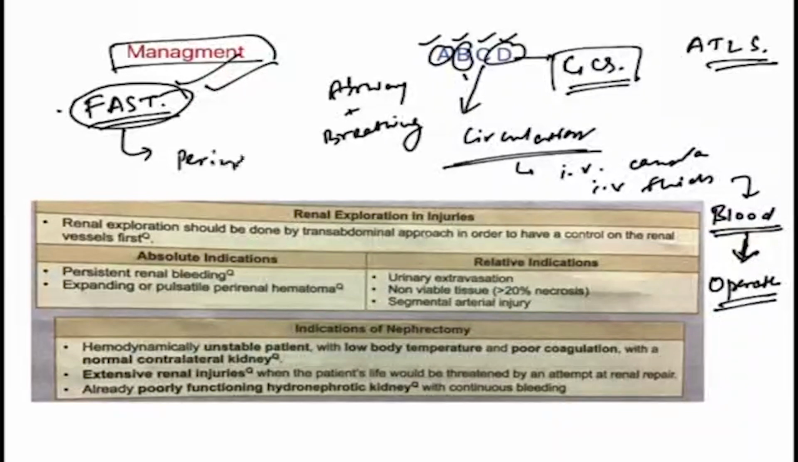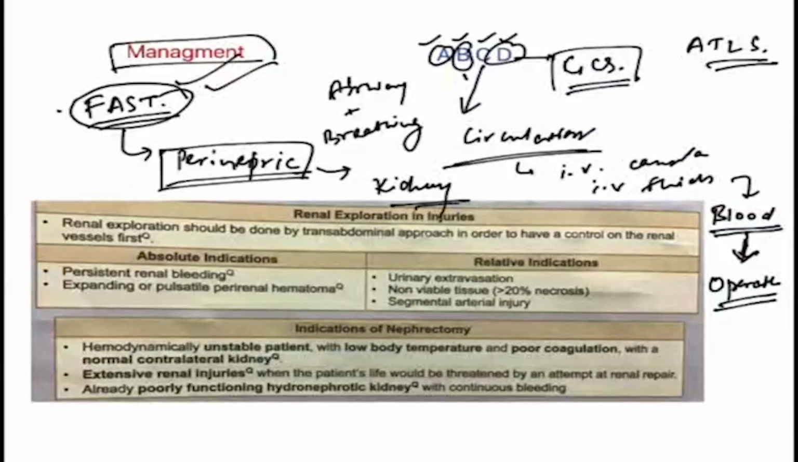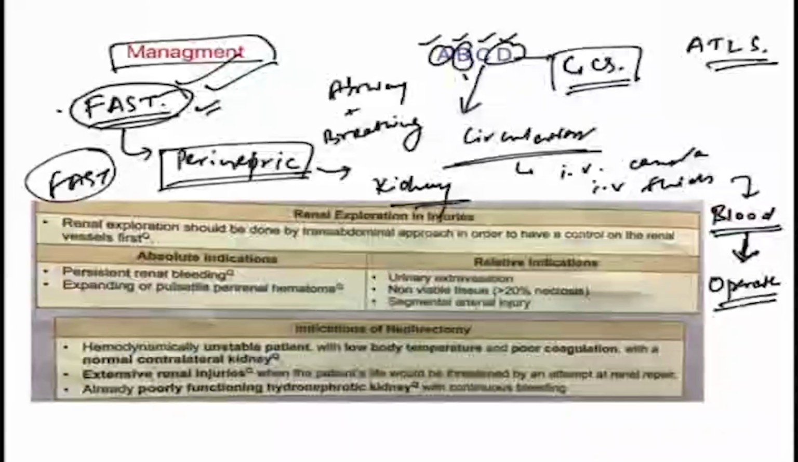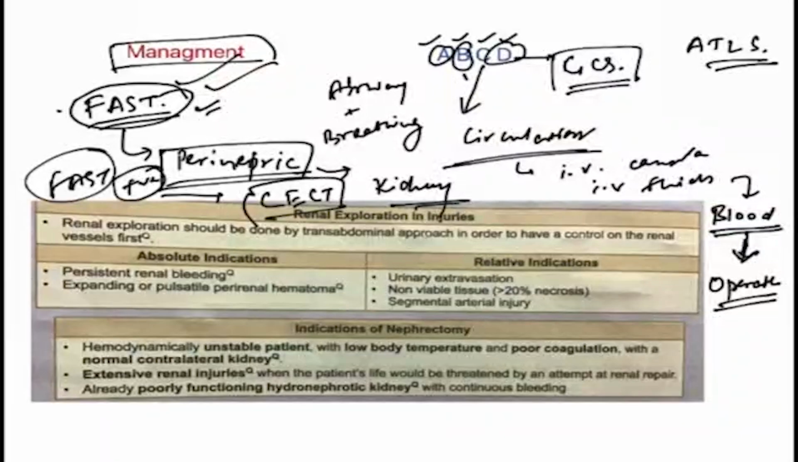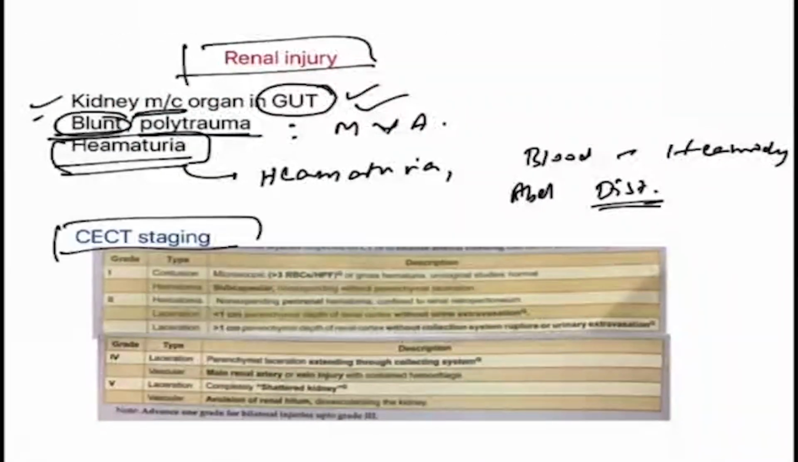When the patient is stable, FAST is done, and in FAST perinephric fluid collection can be present, which suggests the trauma to kidneys is present. FAST means focused assessment by sonography in trauma. When the FAST is positive and the patient is stable, then we can do the CECT. So the CECT staging of renal trauma is given. Renal trauma is divided into grade 1, 2, 3, 4, 5.